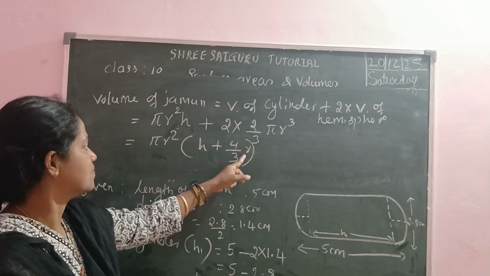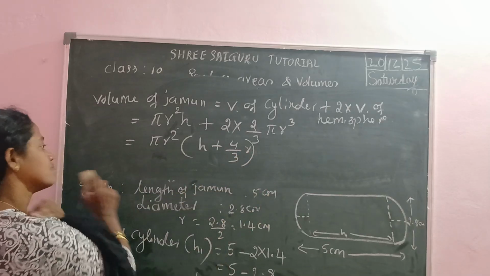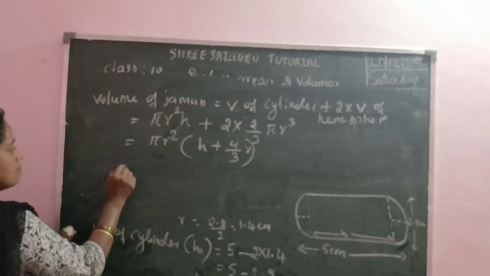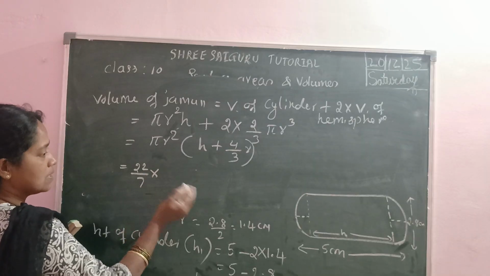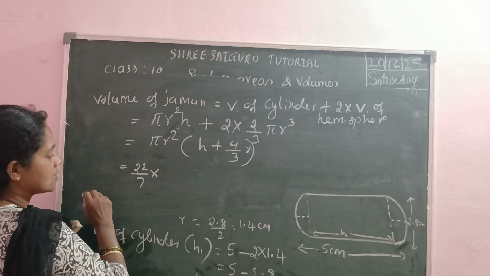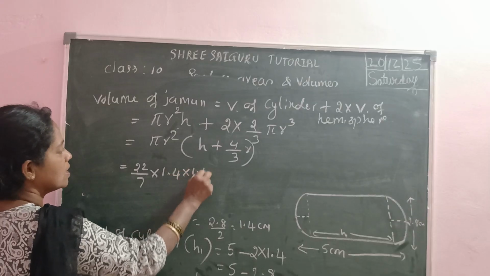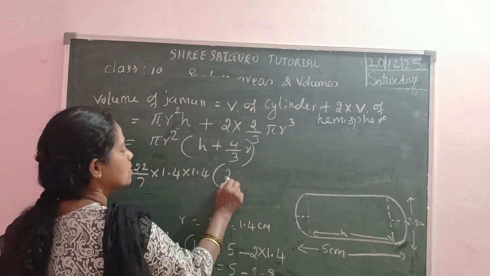Yes, correct. It is 4 by 3 pi r cube. Correct. Then let us continue. Now we have to substitute everything there. Pi is 22 divided by 7. Radius is how much? 1.4 centimeter. Yes, it is here. 1.4 into 1.4 into height of the cylinder is to calculate it.